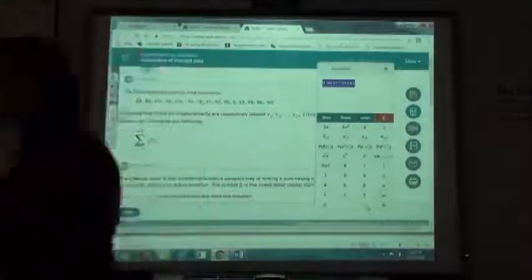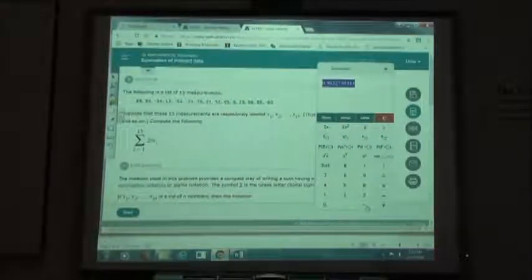So on my ALEKS calculator, I'm just going to do P of Z is less than and put my number in there, which is the 1.79. So if it's a less than, you just use the number. You get 0.963, right?